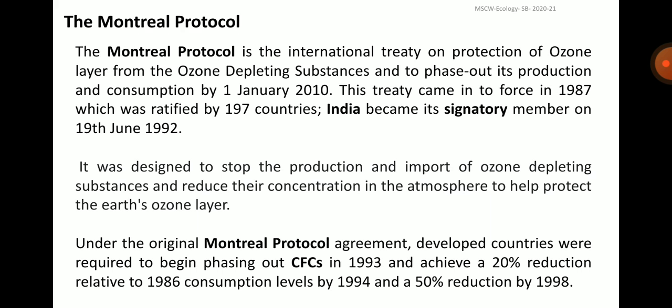So, it was designed to stop the production and import of ozone depleting substances and reduce their concentration in the atmosphere to help protect the Earth's ozone layer. Under the original Montreal Protocol agreement, developed countries were required to begin phasing out CFCs in 1993 and achieve a 20% reduction relative to 1986 consumption levels by 1994 and a 50% reduction by 1998.